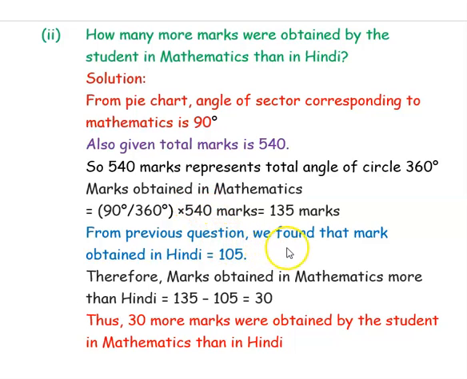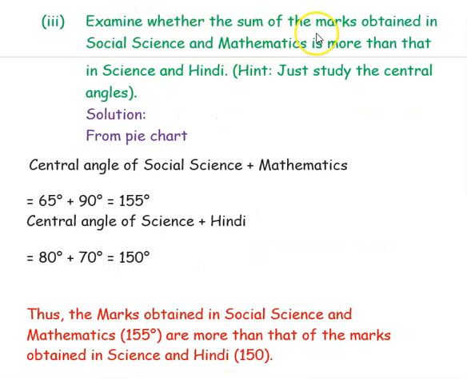So from the previous question we found that marks obtained in Hindi is 105 marks. So therefore marks obtained in mathematics more than Hindi is 135 marks minus 105 marks, that is 30 marks. Thus we can say that 30 more marks were obtained by the student in mathematics than in Hindi. Next part of the question is, examine whether the sum of the marks obtained in social science and mathematics is more than that in science and Hindi. So they have given a hint, just study the central angles.